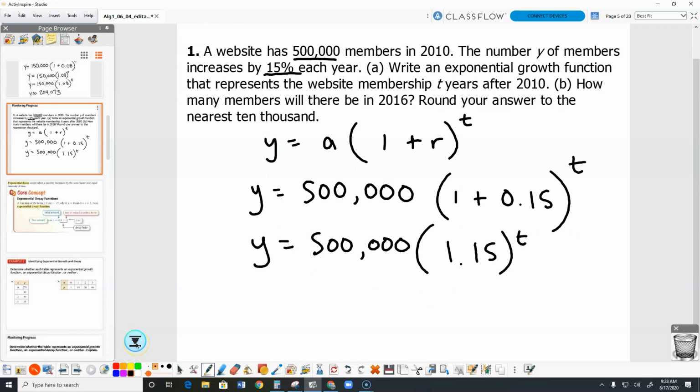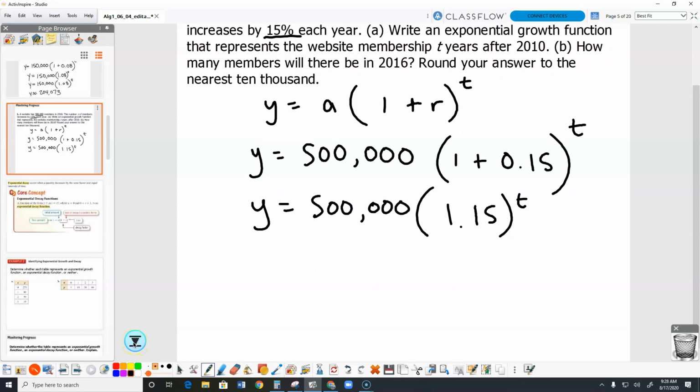Now, let's look at the instructions. Now I like the way this problem is set up better because it says T years after 2010. So that's what we've set up. How many members will there be in 2016? Well, that's 6 years after. So now for part B, all I have to do is replace T with 6 because 2016 is 6 years later. So y is equal to 500,000 times 1.15 to the power of 6.